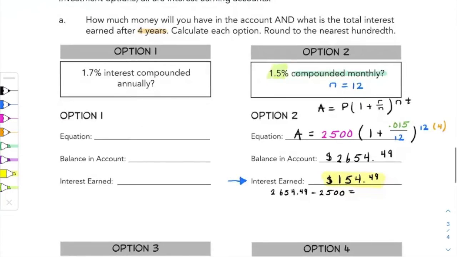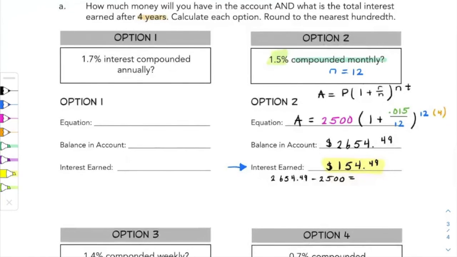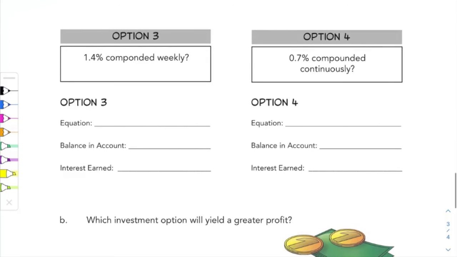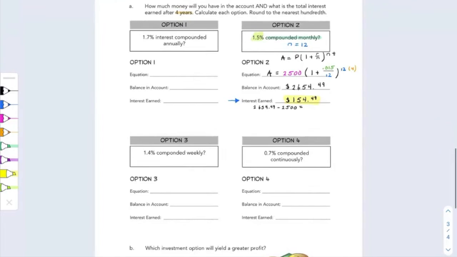Okay, for a problem like this, you would repeat this for all of your options. So you're changing the compounded amount for each problem. You're changing your annual interest rate, but you're still completing it the same way. So I don't think I need to go through all 4 of them. They're very similar. But the question at the bottom says, which investment option would yield you a greater profit? So the problem's asking you to look at all your options here and pick the one that's going to earn you the most amount of money.